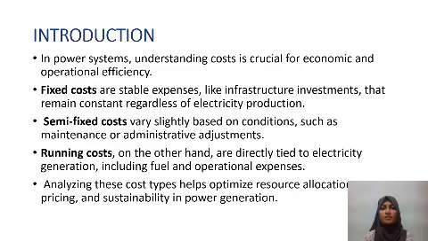The first one is fixed cost, or stable expenses like infrastructure investments that remain constant regardless of electricity production. The next is semi-fixed cost, which varies slightly based on conditions such as maintenance or administrative adjustments. And the third is running cost. Running costs, on the other hand, are directly tied to electricity generation, including fuel and operational expenses. Another point is that analyzing these cost types helps optimize resource allocation, pricing, and sustainability in power generation.